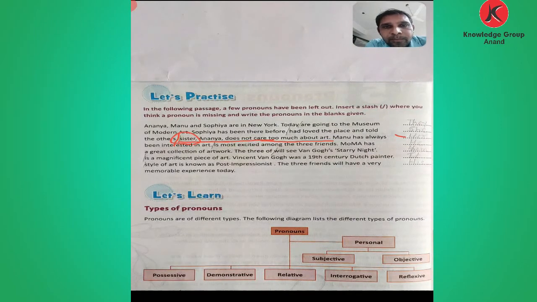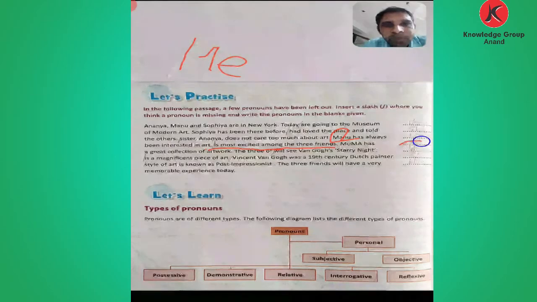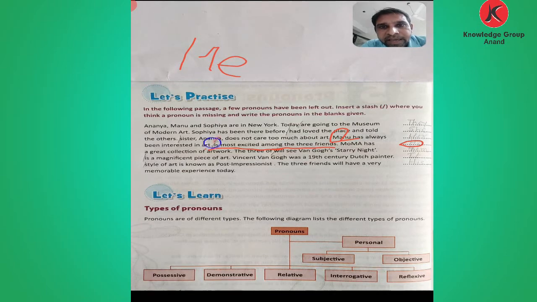Then the next line. Manu has always been interested in art. Now we talk about Manu. What does he say? He has always been interested in art. He loves art. Blank is most excited among the three friends. So here we talk about Manu. Instead of writing Manu in the second sentence, we use he. Manu is the name of a boy, so we use he. Here I use he. He is most excited among the three friends.